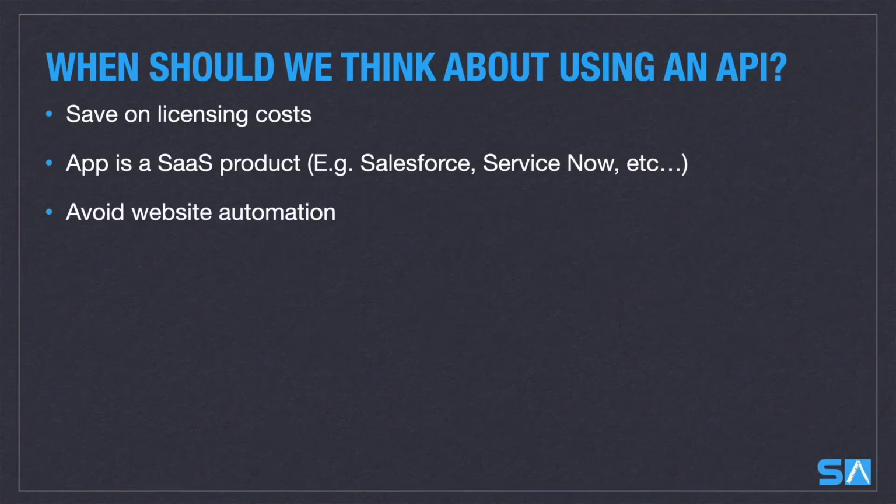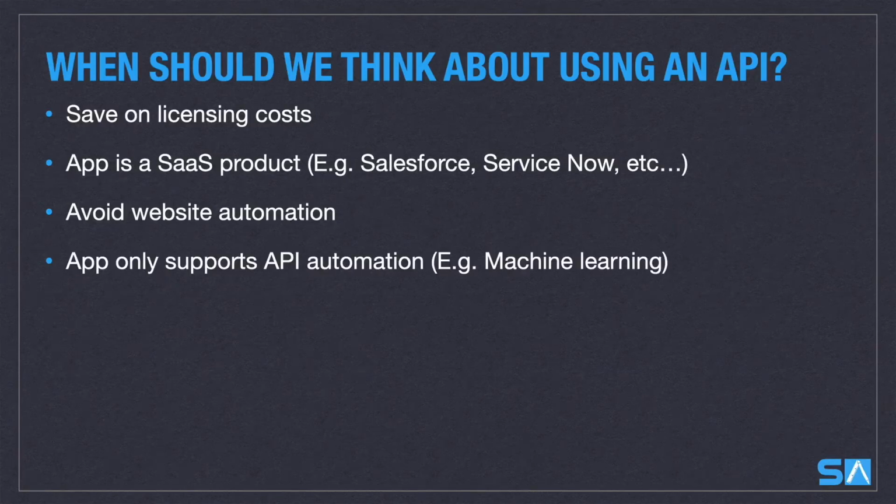Next reason you should think about using an API is to avoid website automation. Websites, as you've probably seen if you've automated quite a few of them, update all the time, they don't always work, you have to have retries in your bot, and they're just very painful to automate. So if the particular website you're using does support an API, you should think about doing that instead of UI automation on the website.